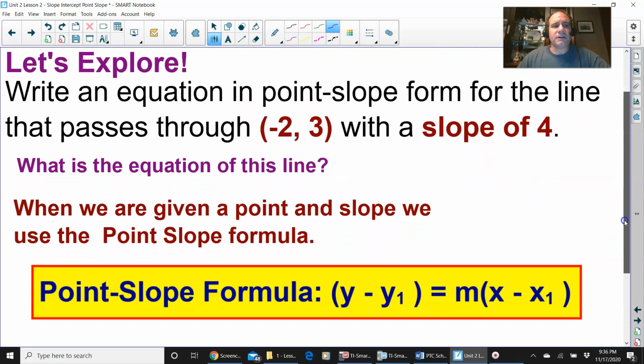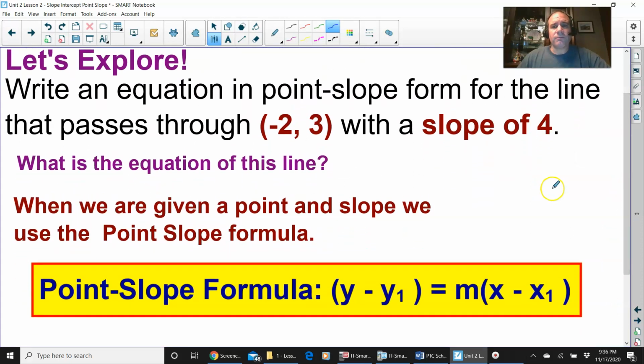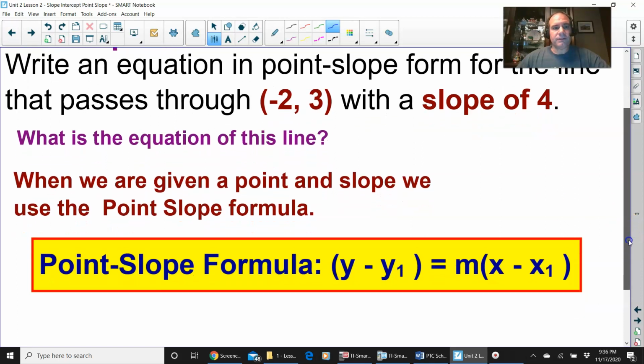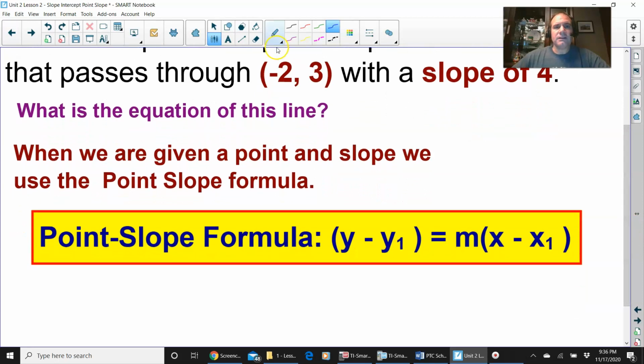It says, let's explore. Write an equation in point slope form. Just point slope form. That means y equals mx plus b. That passes through (-2, 3) with a slope of 4. Here's the point slope formula on the bottom. We just did problems like this. Just remember, the first thing that you always do is label x1 and y1. We are going to use this formula, substitute in, and solve for point slope.